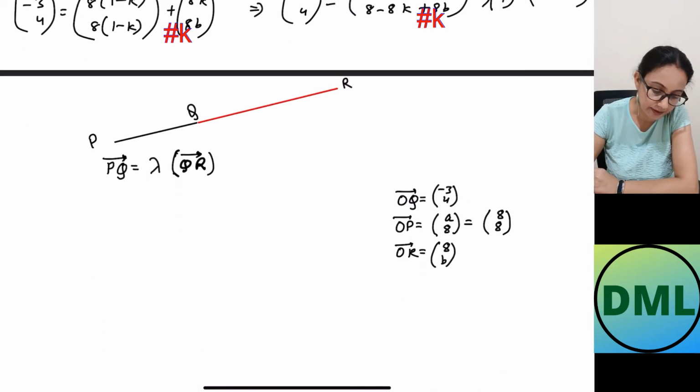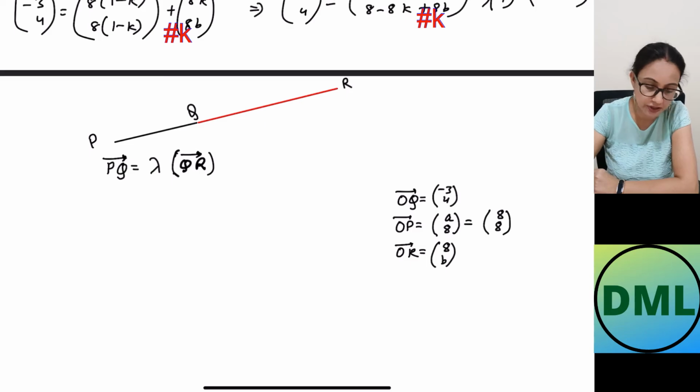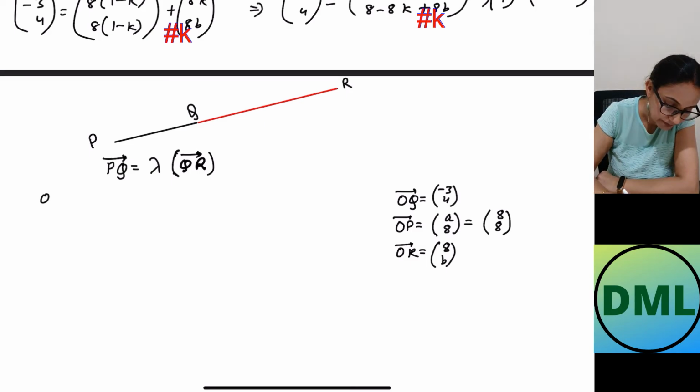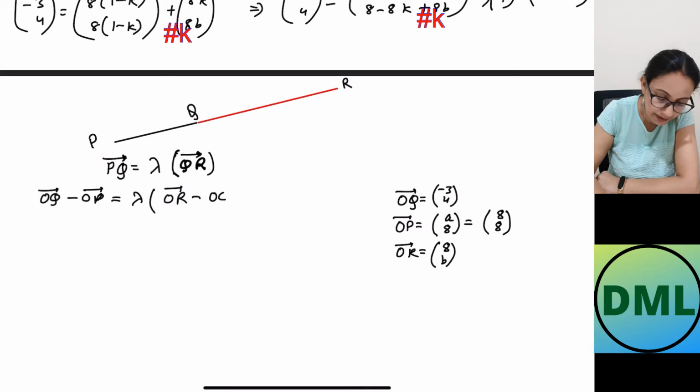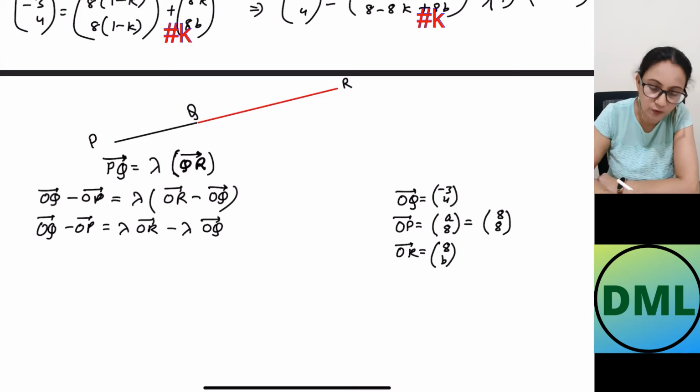So if we say that the vectors are like this, PQ and then QR vector is a separate vector. So I can write down PQ vector is lambda times QR vector. Now let's write down PQ and QR in terms of the position vector form. So this will be written as OQ minus OP is equal to lambda times OR minus OQ vector. Now let's open the bracket here on the right hand side: lambda times OR minus lambda times OQ vector.